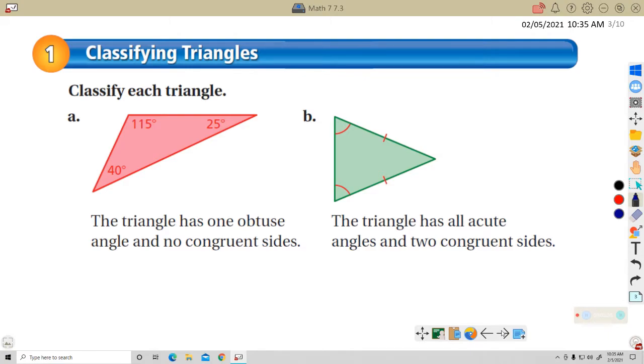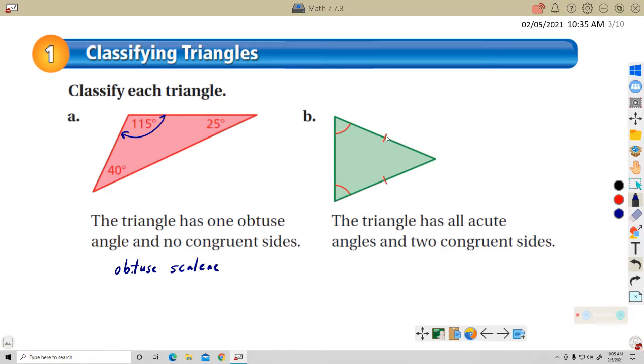Take a look at this example here, classifying triangles. Classify each triangle. The triangle has one obtuse angle, right? This one. It's greater than 90, and no congruent sides. So, thinking about the definitions that we just looked at, this would be an obtuse scalene triangle. I can't spell. Sorry. This would be an obtuse scalene triangle.